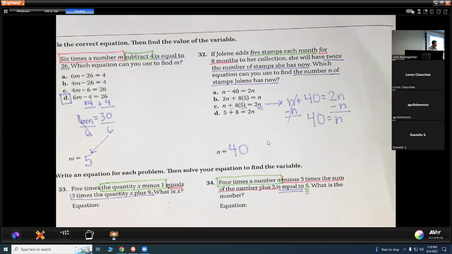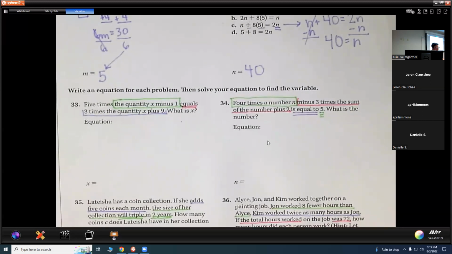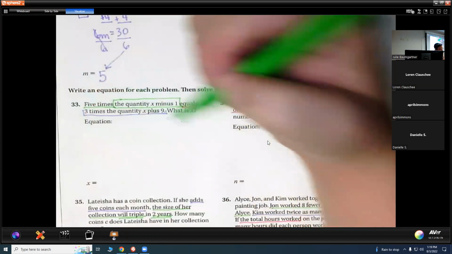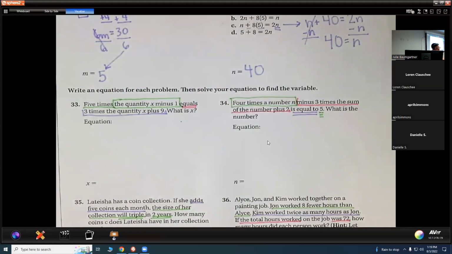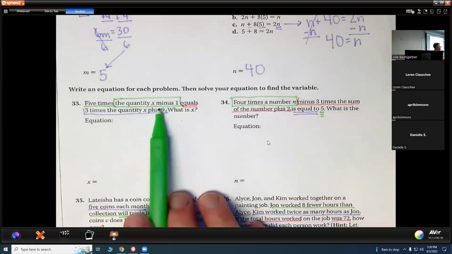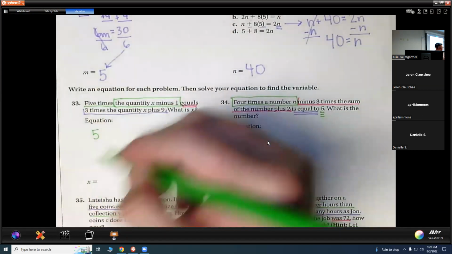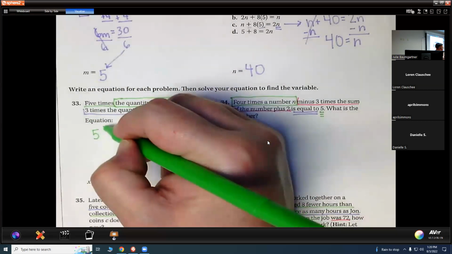Okay. Let's look at 33. I guess I didn't really underline that first chunk, but we have 5 times the quantity, x minus 1, equals 3 times the quantity, x plus 9. So what is our equation? 5x minus 1 equals 3x plus 9. Well, it's 5 times the quantity, x minus 1. Oh, I didn't see that. So what does that look like? 5 times, not x minus 1, but 5 times the quantity.